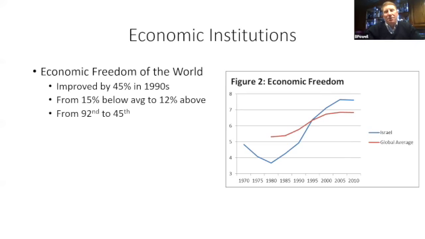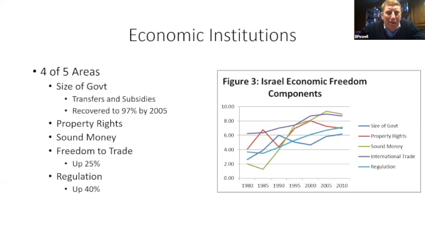So what happens? Just looking at the raw data, economic freedom in Israel improves by 45% in the 1990s. They go from below the global average to above the global average, from ranking 92nd in the world to ranking 45th. This is a big improvement in economic freedom. And of those five areas of economic freedom I mentioned to you, all but one increased substantially over this period. The one that doesn't is size of government.